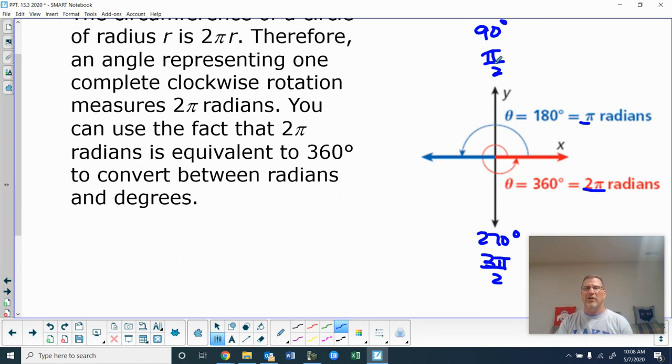90 degrees in radians is pi over 2. 180 degrees in radians is pi. 270 degrees in radians is 3 pi over 2. And 360 degrees is equal to 2 pi. Again, you don't have to put radians after it. All our answers are in terms of pi when we do it in radians.